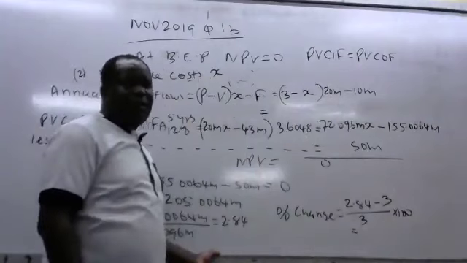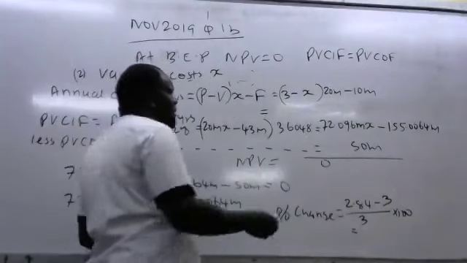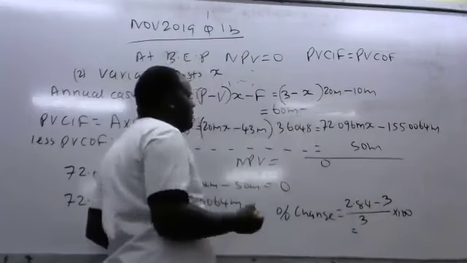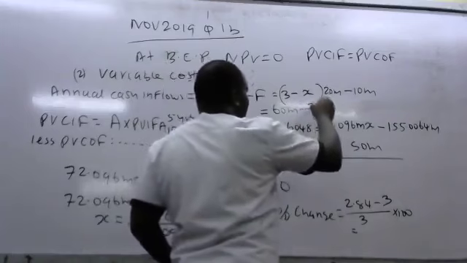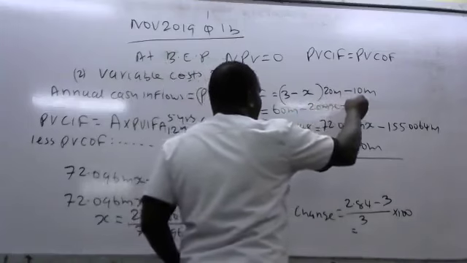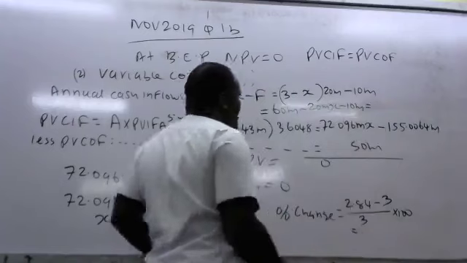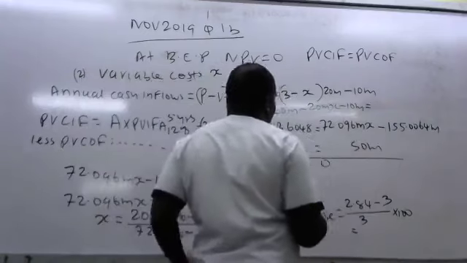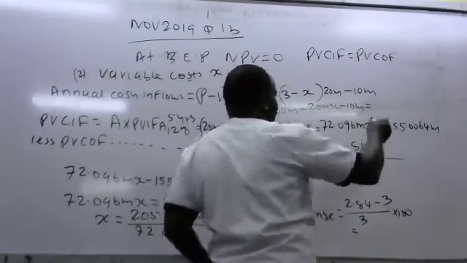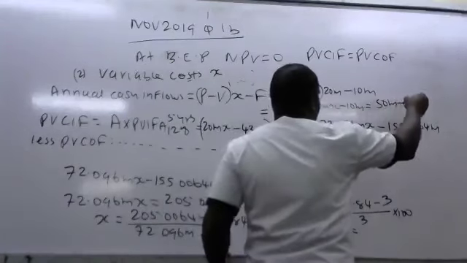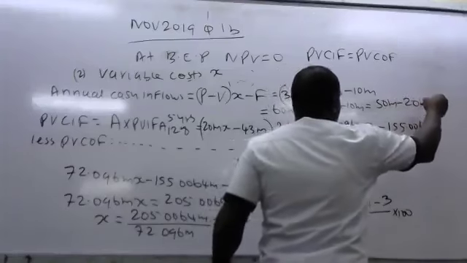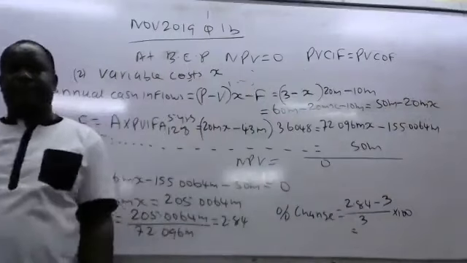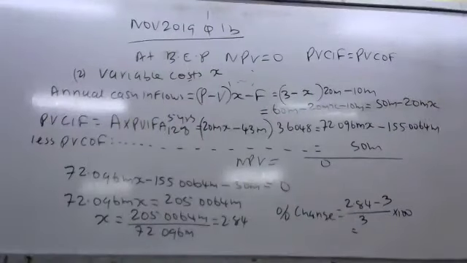So when we change that part, it will be 60 millions minus this 20 million X minus 10 million. So it will end up being this 50 millions minus 20 million X. I hope that's how it will be.